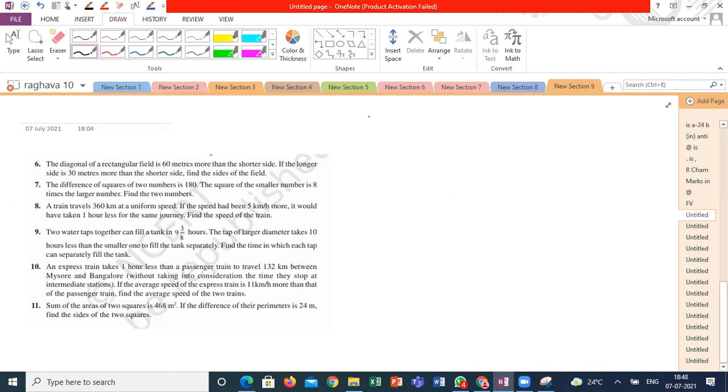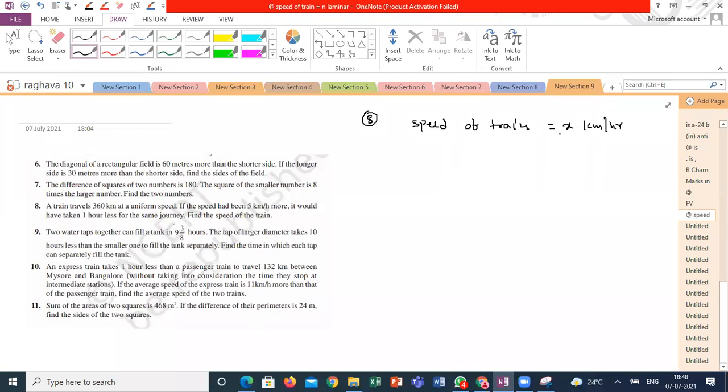What is the subject in question number 8, guys? Speed of the train. Speed of the train is x kilometer per hour, correct? Yes, sir. If a train travels 360 km at a uniform speed, if the speed had been 5 km per hour more, it would take 1 hour less for the same journey. The distance is fixed. Find the speed.